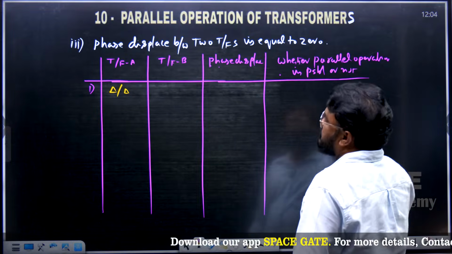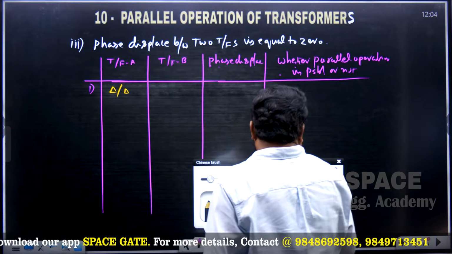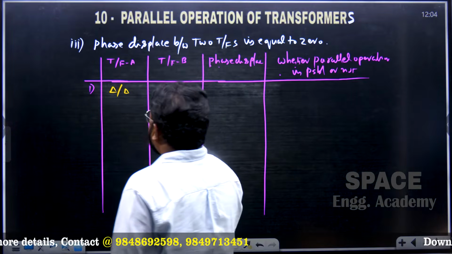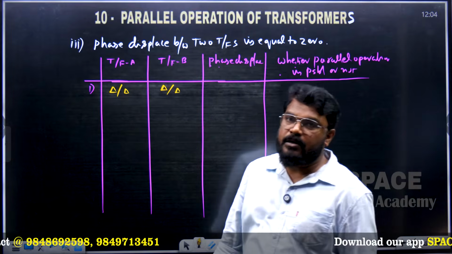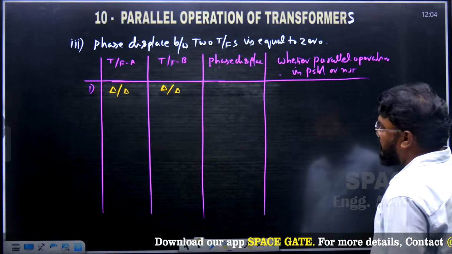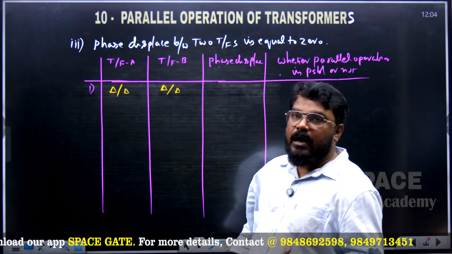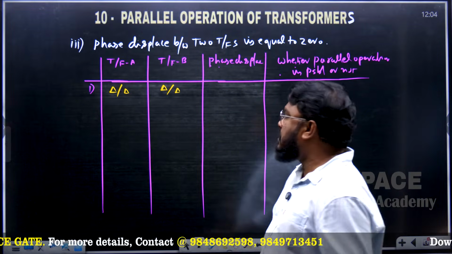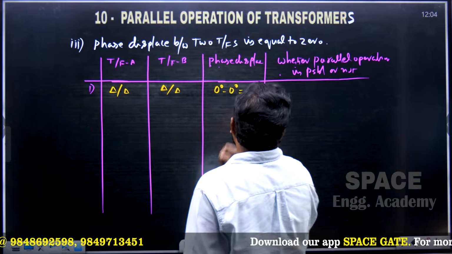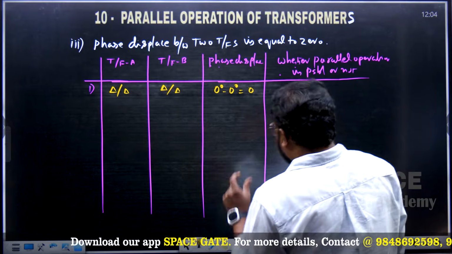So this type of question. Transformer A connection is a delta 3-phase transformer, and transformer B is also a delta 3-phase transformer. Now what is the phase displacement? Delta phasor groups have a 0-degree connection or a 180-degree connection. Here also a 0-degree connection. Consider 0-degree connection: 0 degree minus 0 degree is equal to 0. So parallel operation is possible for these 2 transformers.